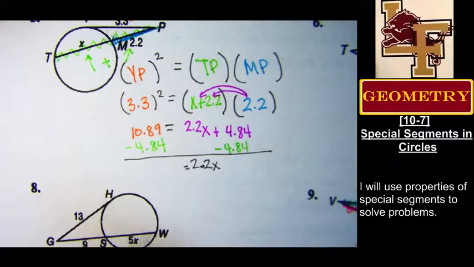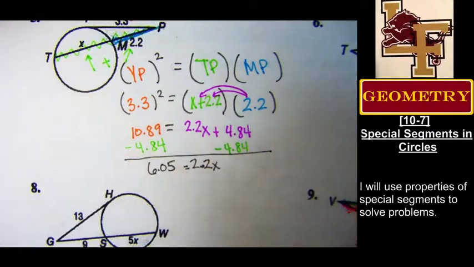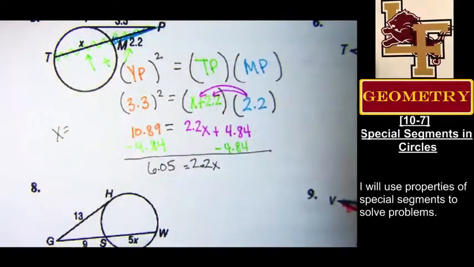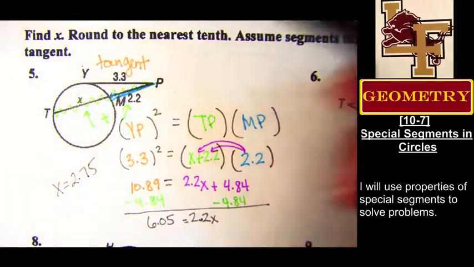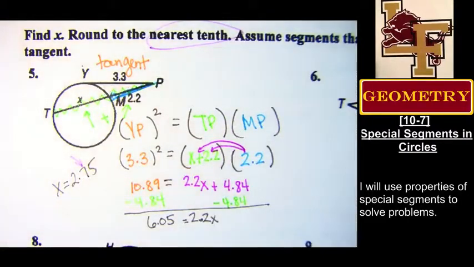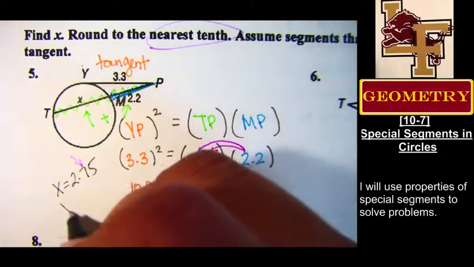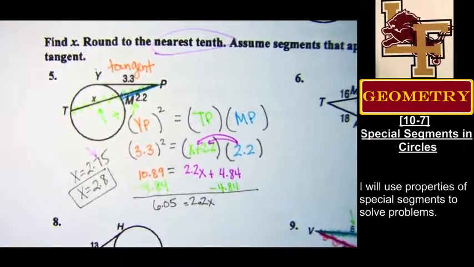Bueller? I guess it's on you, man. 6.05. And then we need to divide that by 2.2. 2.75. And we've been asked to round to the nearest, which means this decimal place. So it's 2.8. That's it. All right, you guys got just under 20 minutes to get 5 questions done. You got this. Thank you very much.